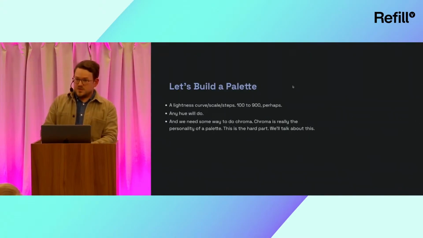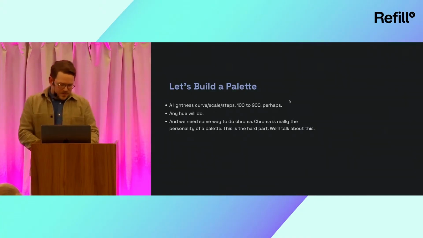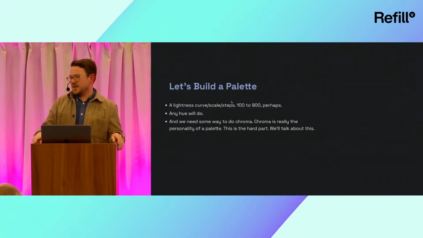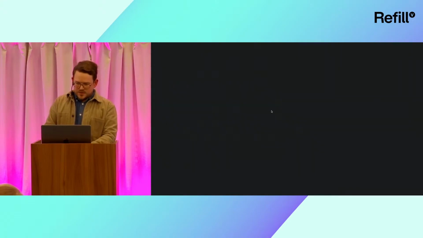So the things you saw earlier in the demo, I have to explain how you do it as well. We will need a curve and scale with some steps. If you've ever been in a design system with colors, there will be names on the steps to indicate how much color or how much contrast there could be between them. And any hue will do, and we need some way to do chroma. But let's get back to that one.